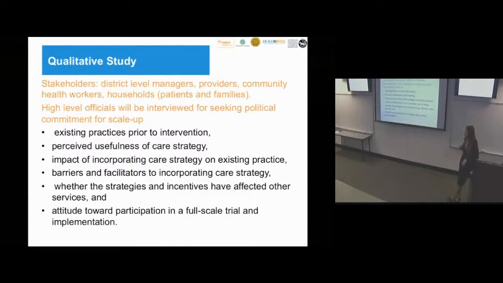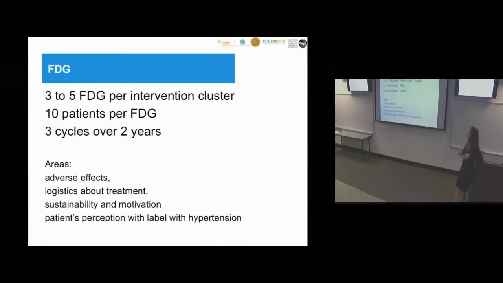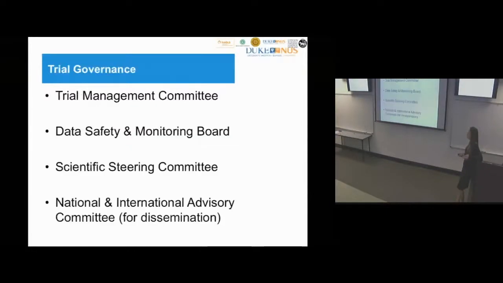Right? And then the qualitative study has two components, the stakeholder interviews, and this is what we talked about, right? We will do a lot more. We will do like 25 each in each country. And then we will have the focus group, 3 to 5 per intervention cluster, 10 patients per focus group, 3 cycles over 2 years. And we'll ask them about adverse effects, logistics about treatment, sustainability, motivation, patient perceptions with label of hypertension. So this will give us some idea about, you got diagnosed with hypertension, what was your experience, what do you think about being treated, and all of those things.